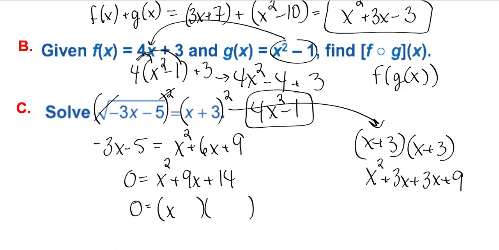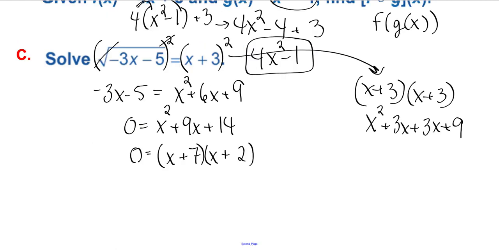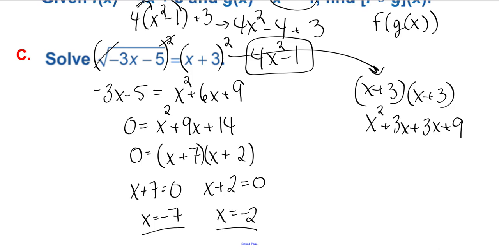So x in the front of these, 7 in the back of one, 2 in the back of the other one, and everything is positive. So x plus 7 equals 0, x plus 2 equals 0. So this one will yield x equals negative 7. This one will yield x equals negative 2. Those are our two solutions, but we should check them because this is a radical equation.